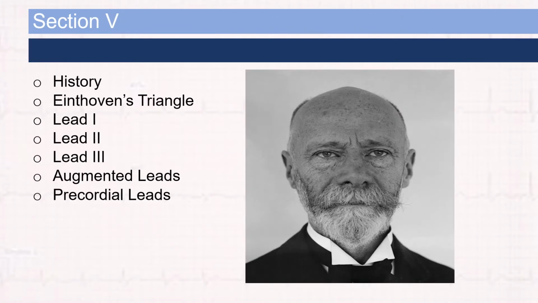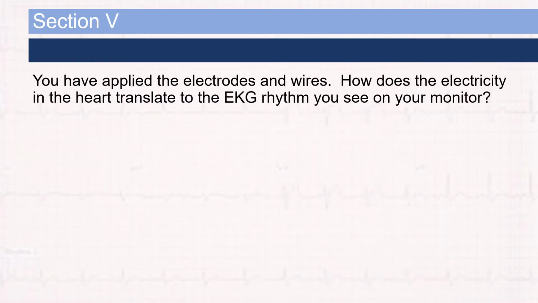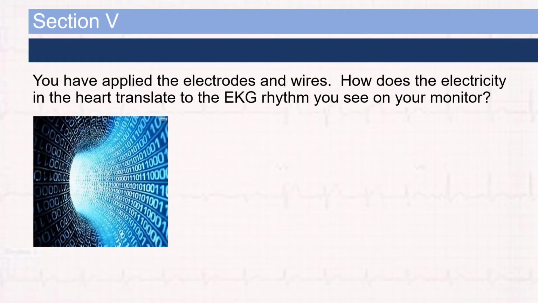In Section 5, we will visit the history of the EKG, Einthoven's triangle, Lead 1, Lead 2, Lead 3, Augmented Leads, and Precordial Leads. You have applied the electrodes and wires. How does the electricity in the heart translate to the EKG rhythm you see on your monitor?